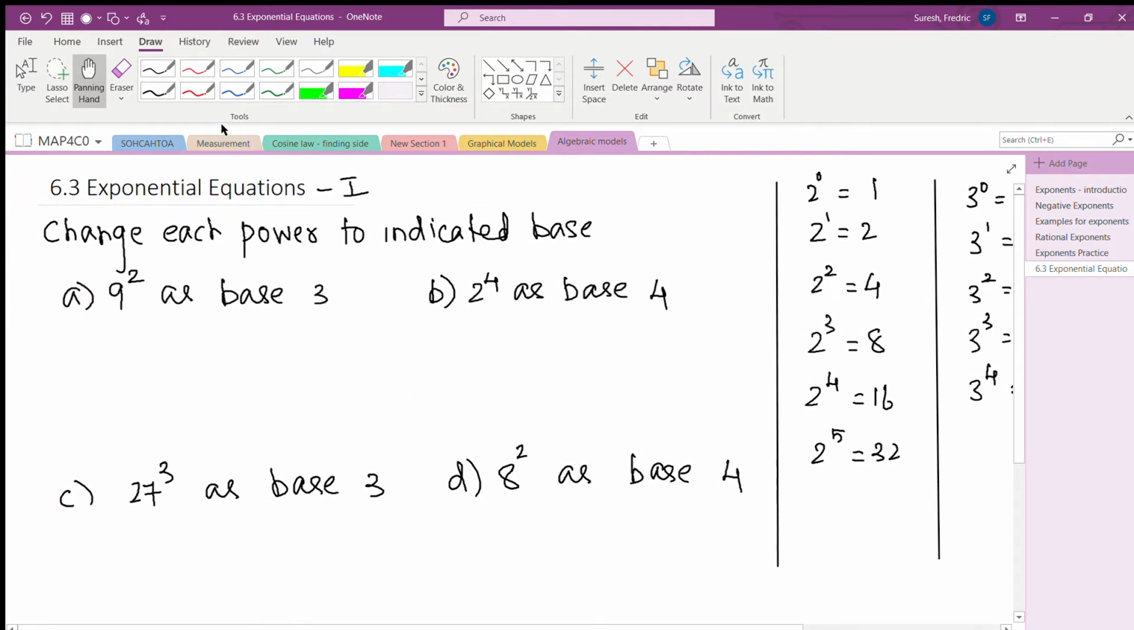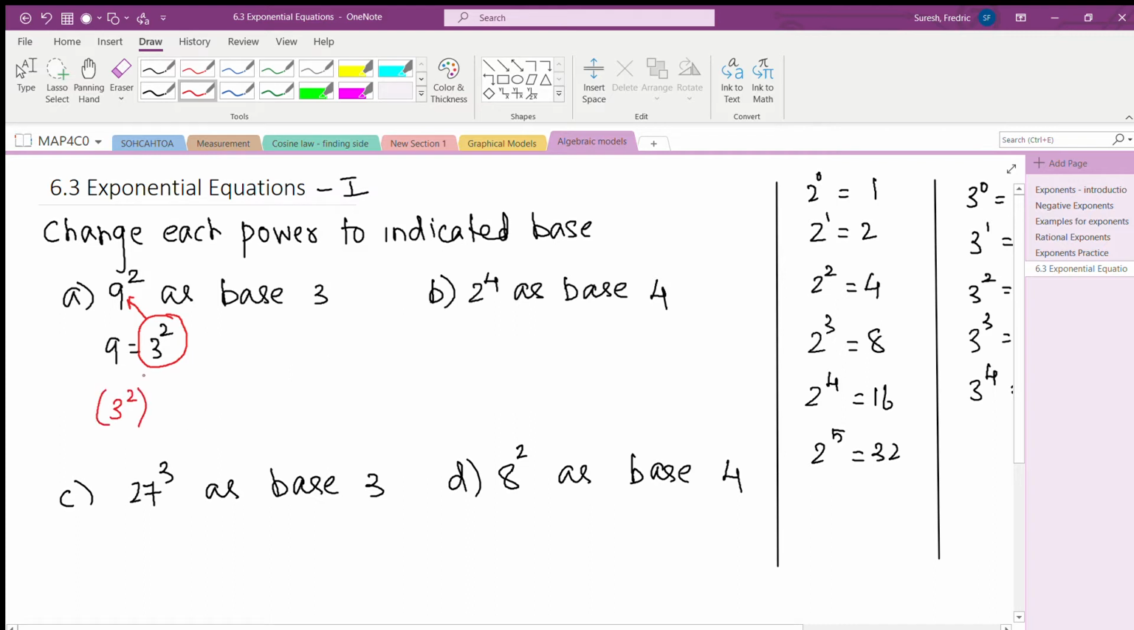Coming back here, the task is to change 9 to the power of 2 as a base of 3. So how do we go about doing that? We know that 9 is the same thing as 3 squared. So that is the relationship between the base of 9 and the base of 3. So what if I take this 3 to the power of 2, and instead of the 9 here, I substitute 3 to the power of 2. So I will get 3 to the power of 2. This is in place of 9.